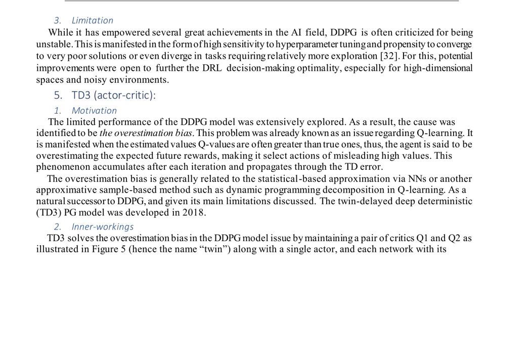To address these limitations, the twin-delayed deep deterministic (TD3) policy gradient model was developed. TD3 solves the overestimation bias issue in DDPG by maintaining a pair of critics, Q1 and Q2, along with a single actor. Each network has its own target network, and the minimum Q value is used to update the policy. This approach reduces the overestimation bias and improves the performance of the algorithm.